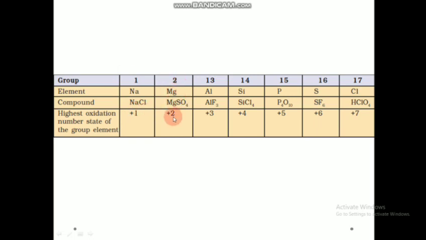So second group it is plus 2, 13th it is plus 3, 14th it is plus 4, 15th it is plus 5, 16th is plus 6 and 17th is plus 7. Usually the oxidation state shown by this group is minus 1, but it can show an oxidation state of plus 7 also. And in this case also usually it shows minus 2, but they show plus 6 also, which is shown by sulfur. So this is the table which is given in your textbook. Do make note of this and read it carefully and ask me if you have any queries about it.